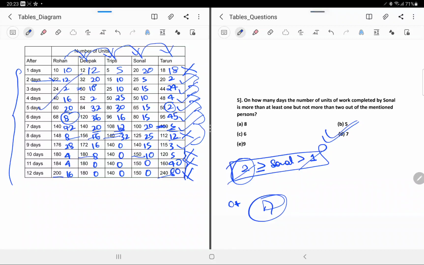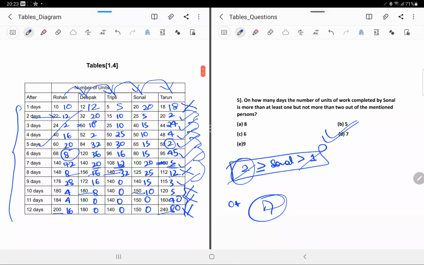You need not compute each and every value separately. You can do it in your mind itself, but over here it was more useful doing this.